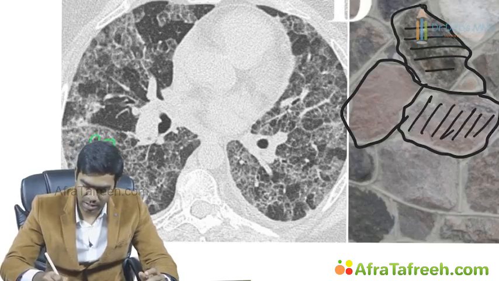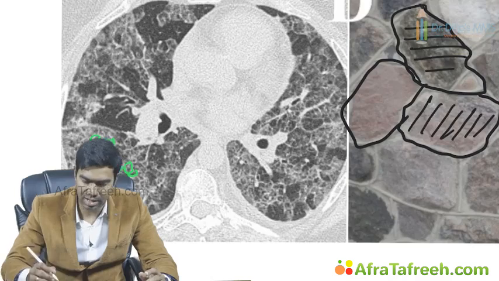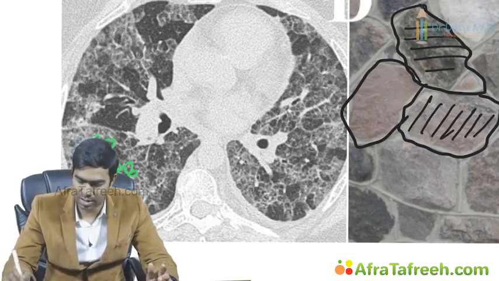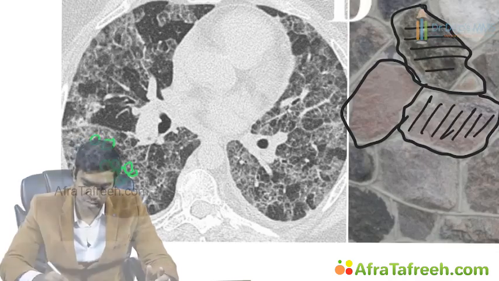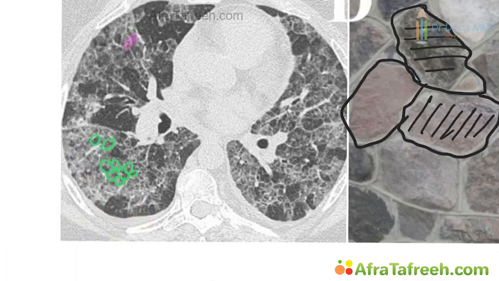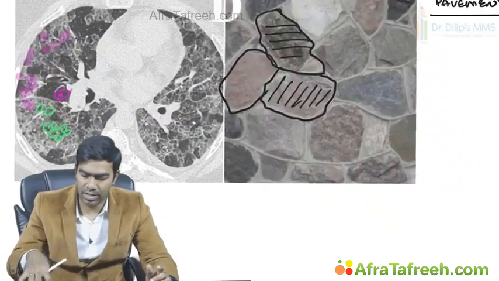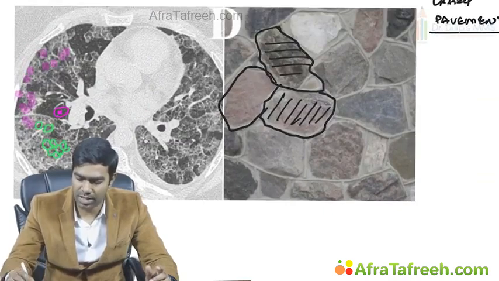A lot of areas are clearly distinct, which means the interstitial thickening is there. The interstitium is very clearly thickened. At the same time, you are seeing all these areas of ground glass. You can see these are areas of ground glass appearance interspersed with normal-looking lung. So this is what we call a crazy pavement appearance characteristically. We can see some few more examples of this crazy pavement appearance.